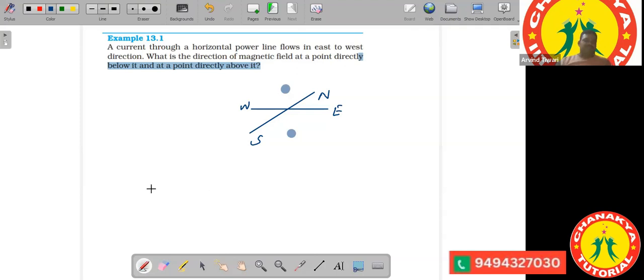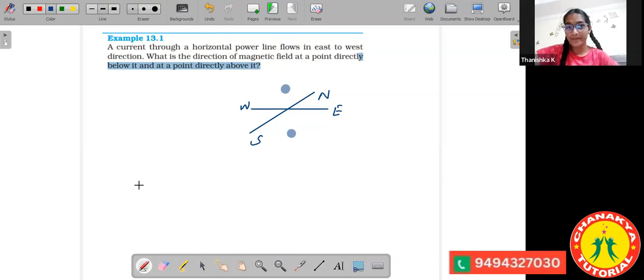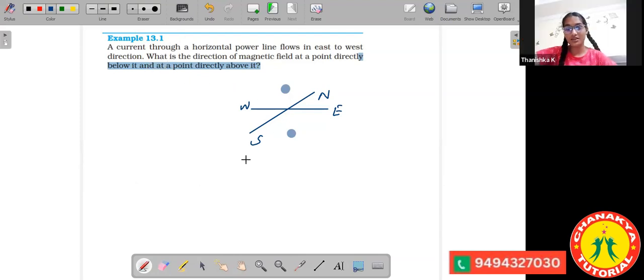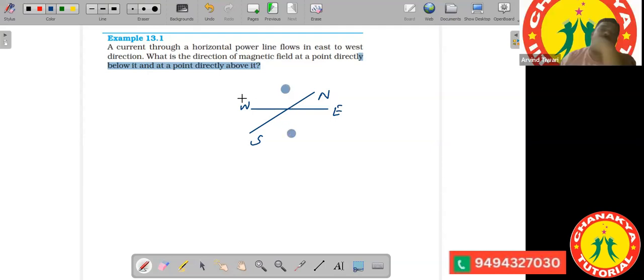Okay, who will answer this? Tanishka, can you answer this? I can try. Sir, I think the direction of the magnetic field directly below it is south. Okay, it is towards south. So you are saying that below it, it is south. And what about the point above it?